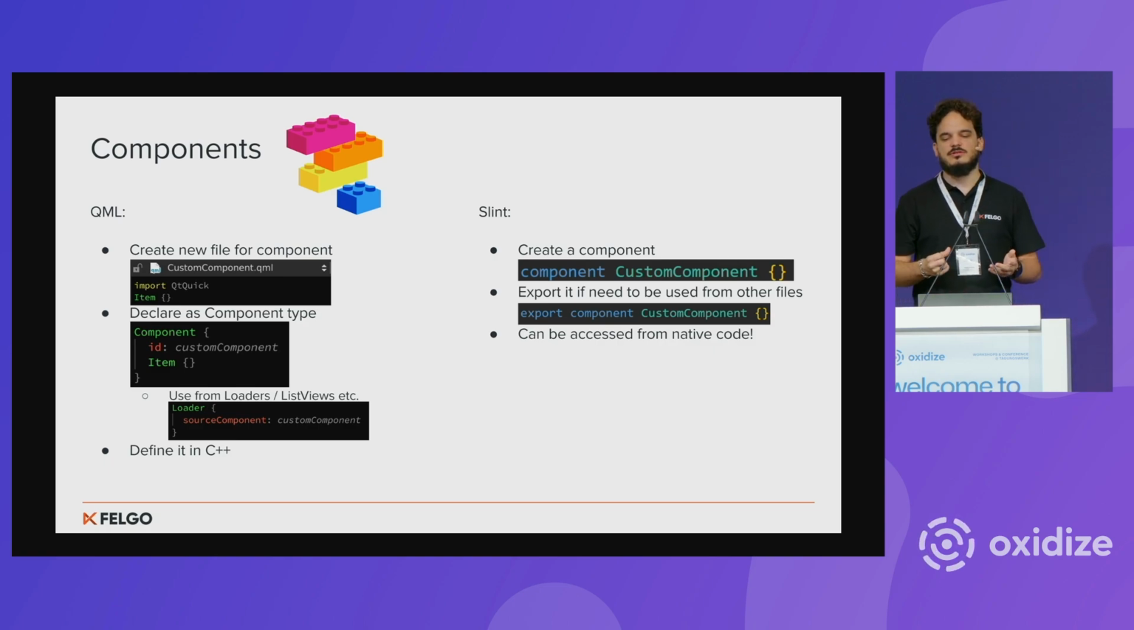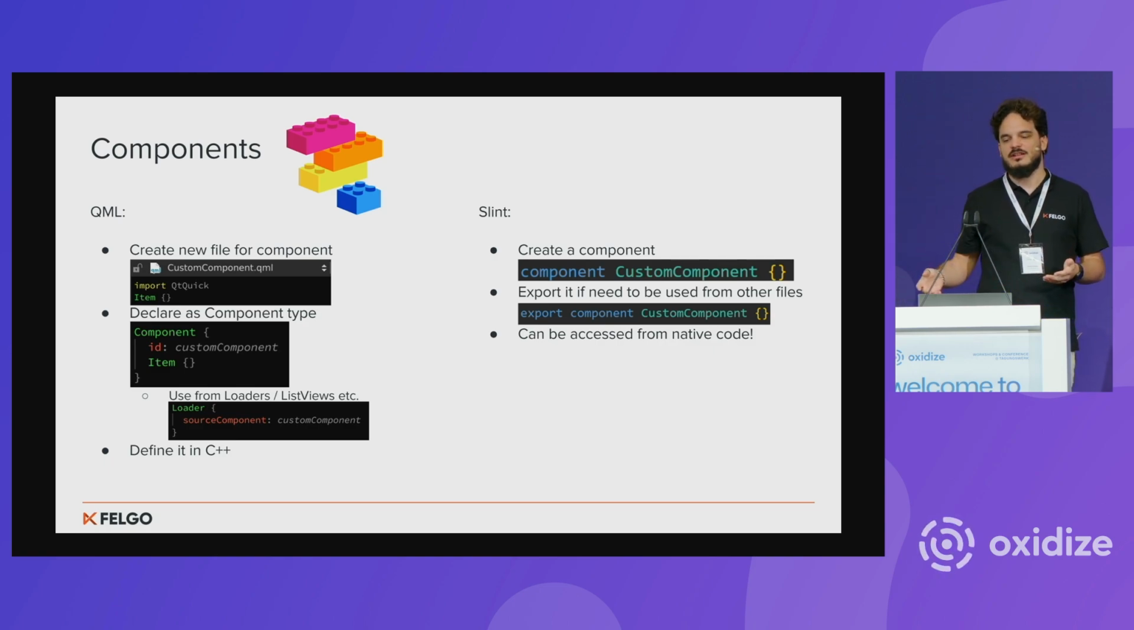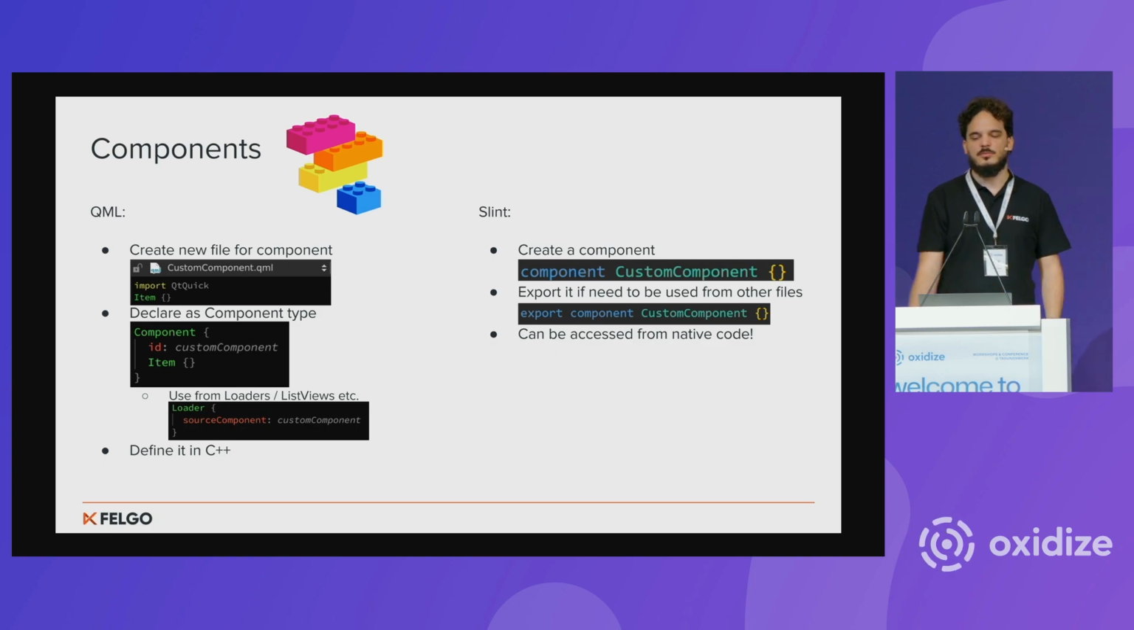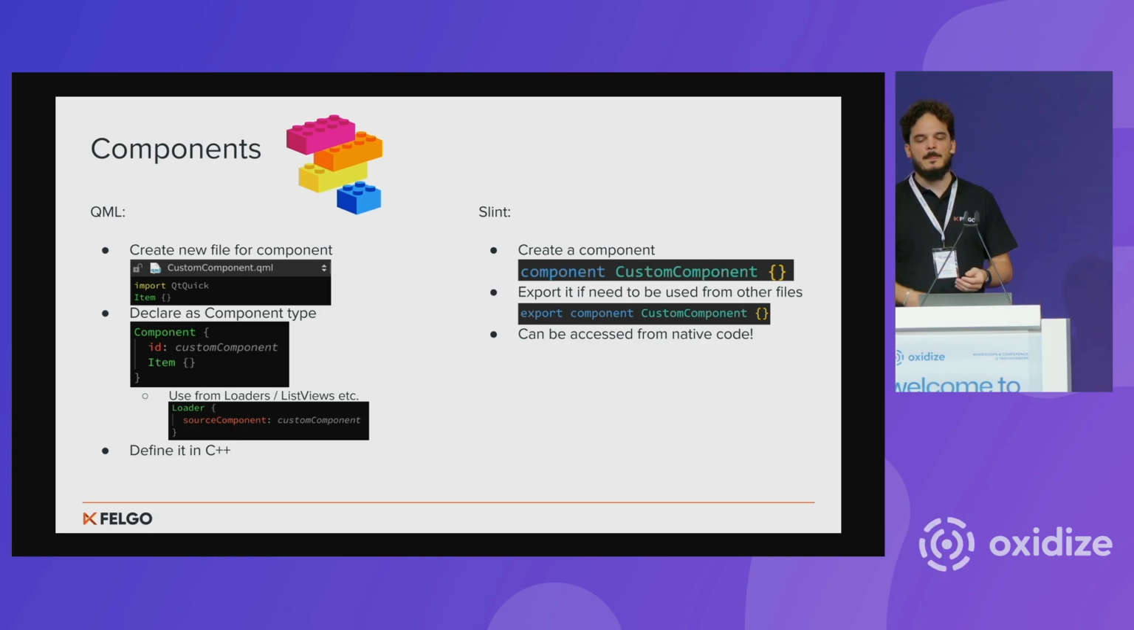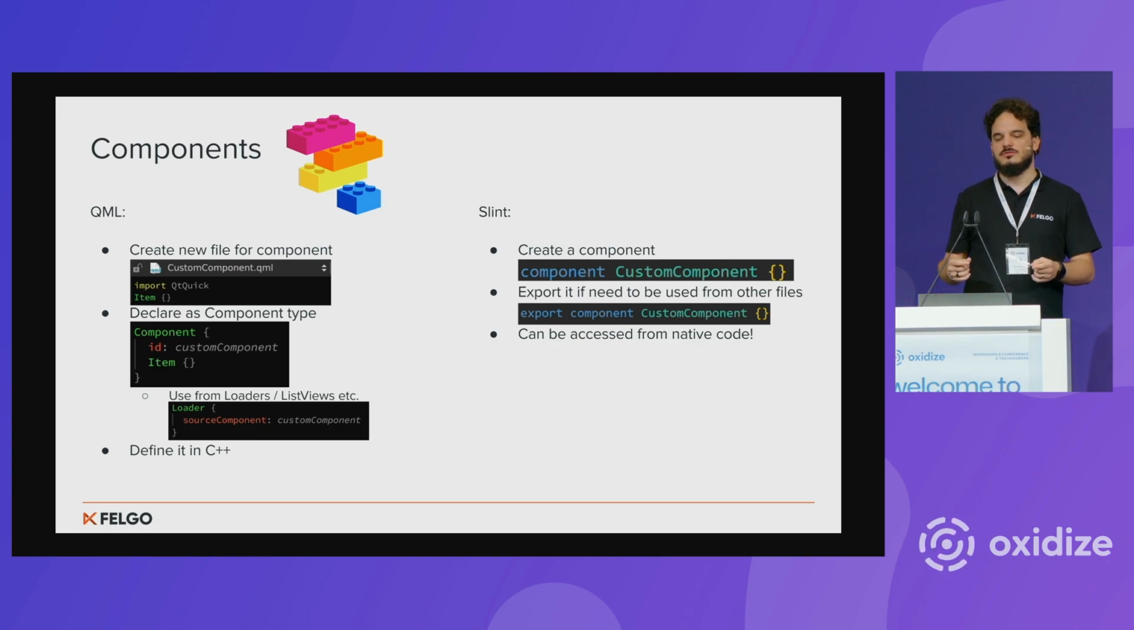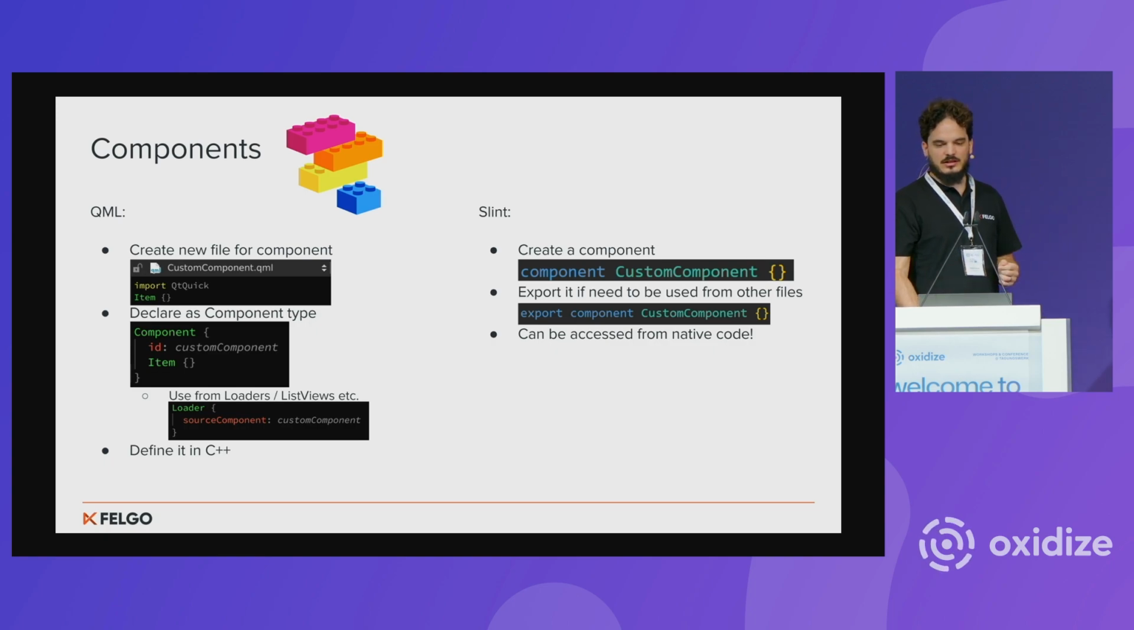While in Slint, you create a component in the Slint files by defining a component and your component name. You can export this, and this can be accessed from native code, compared to QML-created components that are not easily accessible from native code.